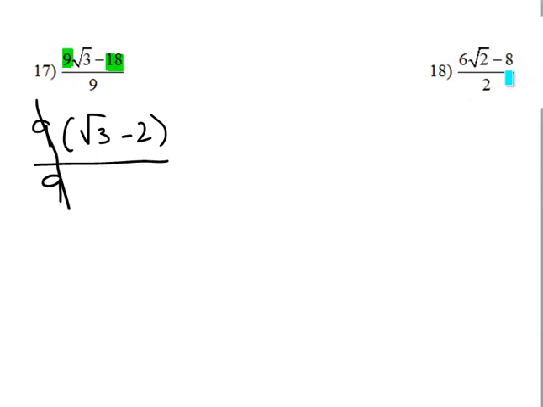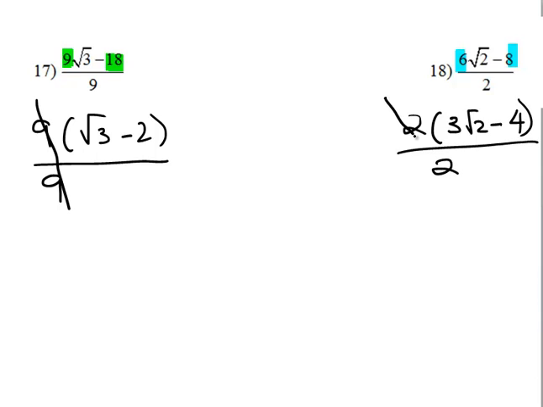Here I'm going to do the same thing, 6, 8, and again, I'm ignoring what the radicand is. What's inside the radical I can't play with. So here I'm going to take out the common 2, and that's going to leave behind 3 root 2 minus 4, and that's all over 2, and those will cancel out and leave me with that. Remember, this is over 1, as is this, so you'll end up with just a whole number.